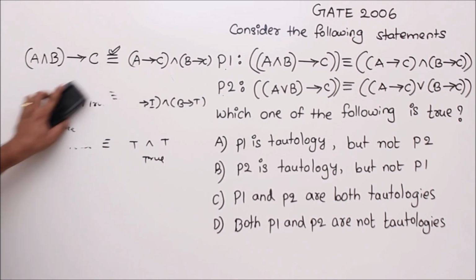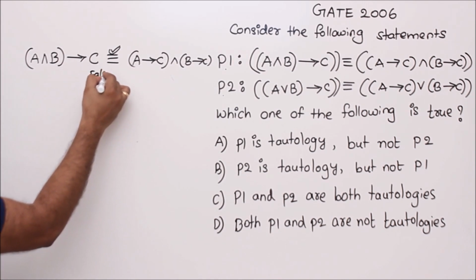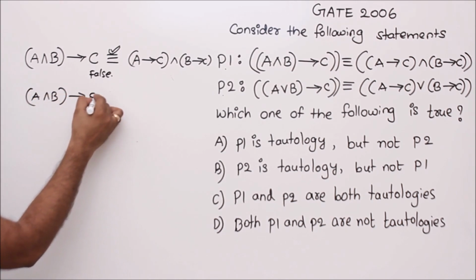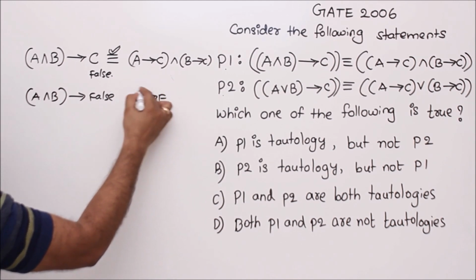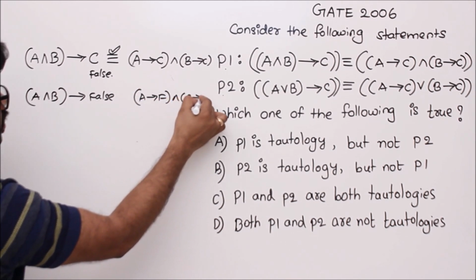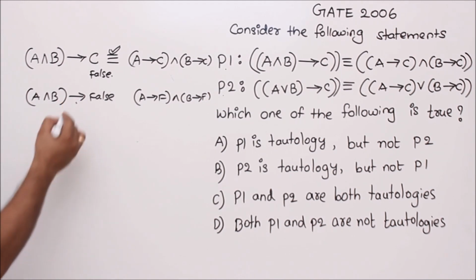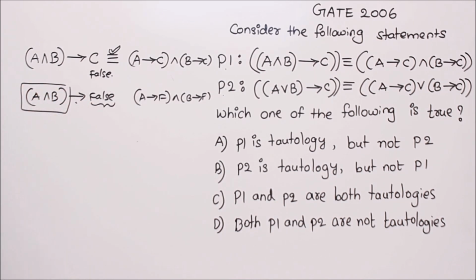Let's take C value false. When I take C value false, this equation will become A and B implies false, isn't it? And the RHS will become A implies false and B implies false. Now again, when there is an implication and the implication's right side is false, then this equation's truth value depends on A and B. How it depends, we'll see.